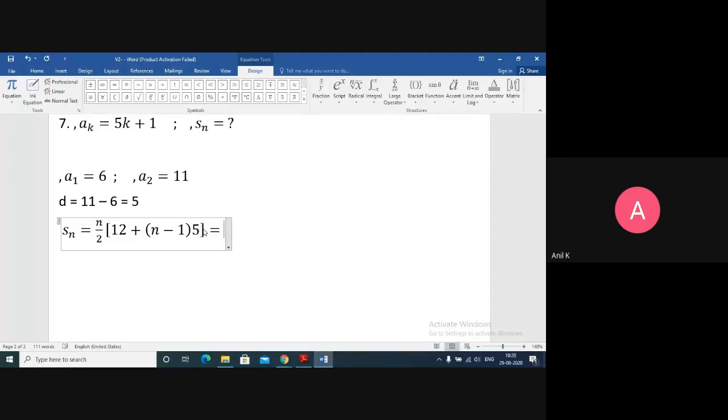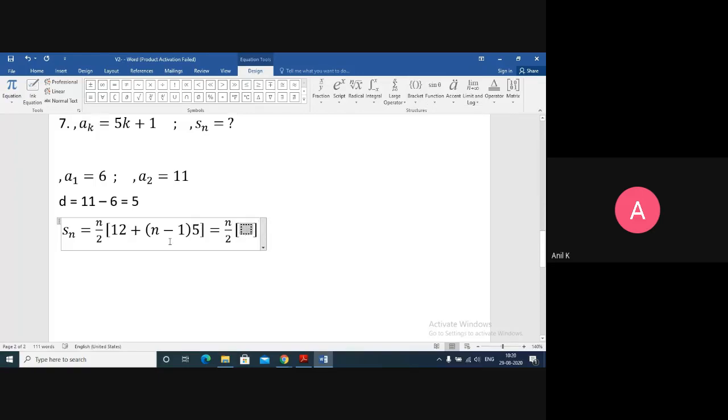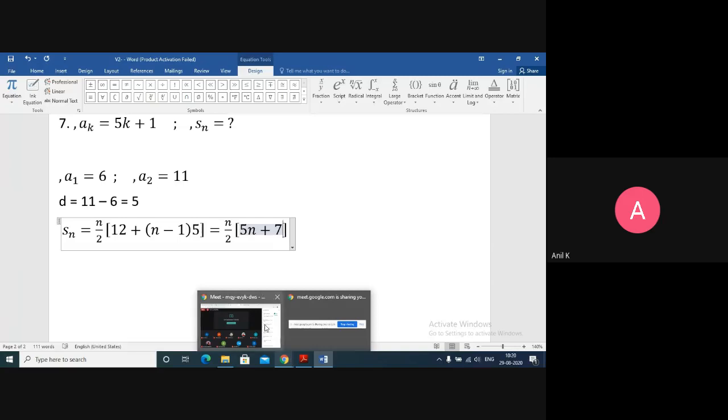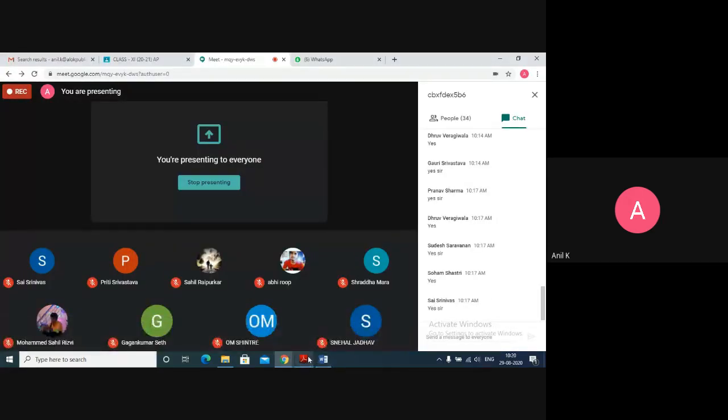You can keep n by 2 as it is for the time being, into the bracket. I get 5n, and 12 minus 5 is plus 7. So the Sn formula is n by 2 into (5n plus 7). Okay, that's how you solve it. I hope it is clear for everyone.